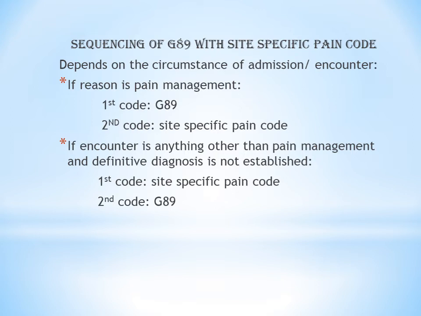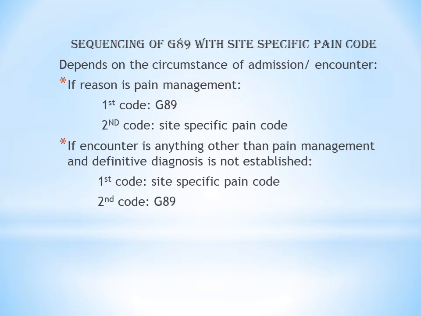That is, you have a G89 code, acute or chronic pain code, and also you have a site specific pain code, in the previous example the neck pain or cervicalgia code. Then which should be coded first? It depends on the circumstance of admission or encounter. First, if the reason is pain management, the first code will be G89 and the second code will be the site specific pain code. That is, if the patient comes to the hospital for treatment of pain, then always code G89 as the first code, and the site specific pain code is the second one.